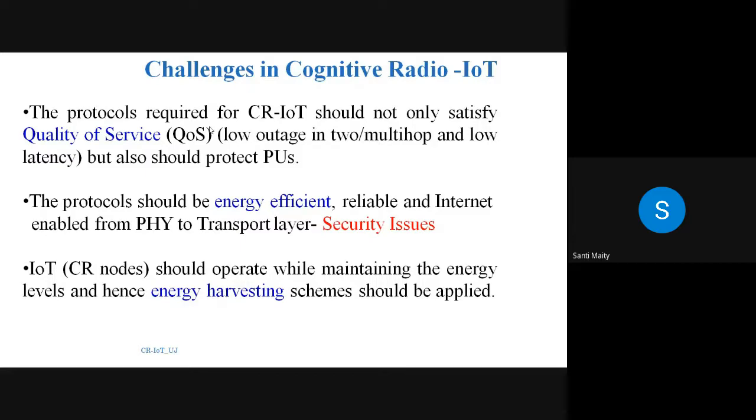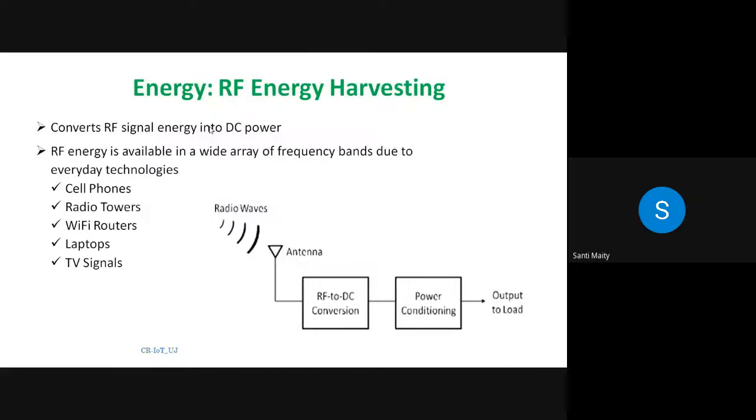I will focus on the energy, how IoT nodes will harvest energy from the available RF signal, and of course the security issue. First, I will talk about the energy harvesting issues. As I already said, there are enough sources of radio frequency in the environment. Cell phones are there, billions of cell phones are radiating RF signals, radio towers are there, Wi-Fi routers are there, laptops are there, TV signals are there. So there are enough sources of radio frequency.